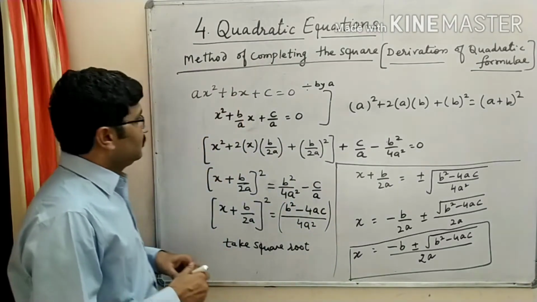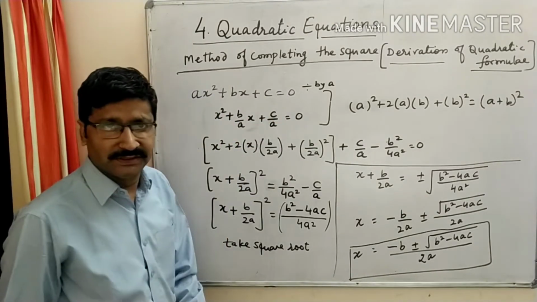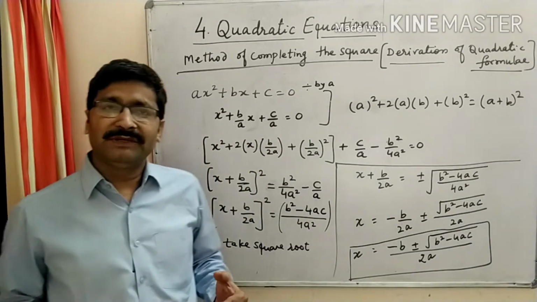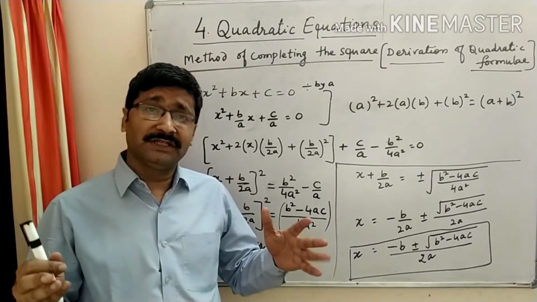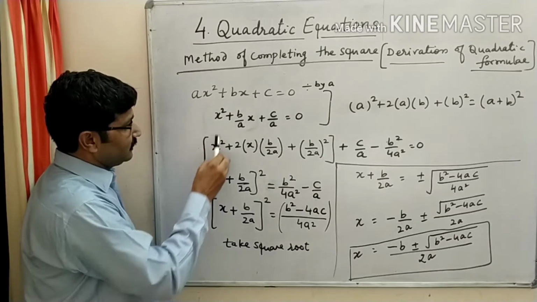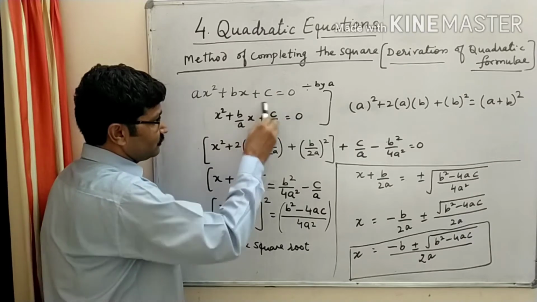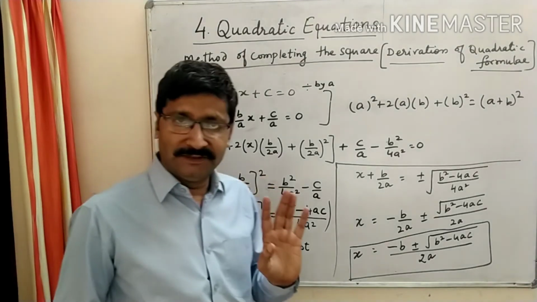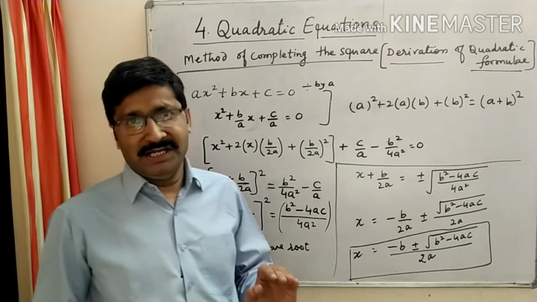Look here, the equation is given to you: ax square plus bx plus c equal to 0. First of all, check the coefficient of x square. What is the coefficient of x square here? It is a. So you have to divide the whole equation, left hand side and right hand side, both sides by a. You get x square, bx divided by a gives b by a x, c divided by a gives c by a, and 0 divided by a gives 0 only. So you get x square plus b by a x plus c by a equal to 0.